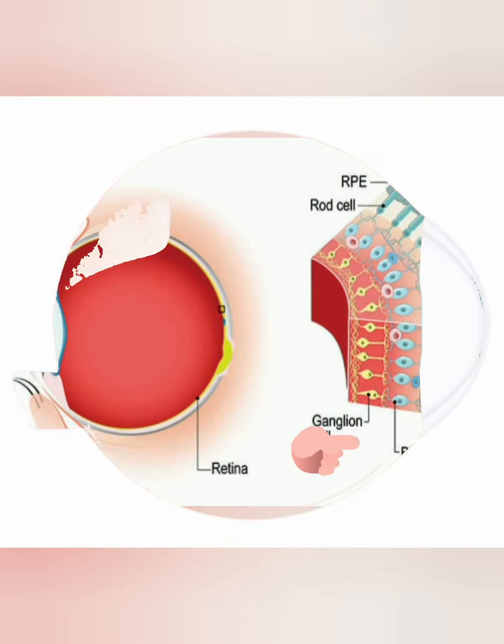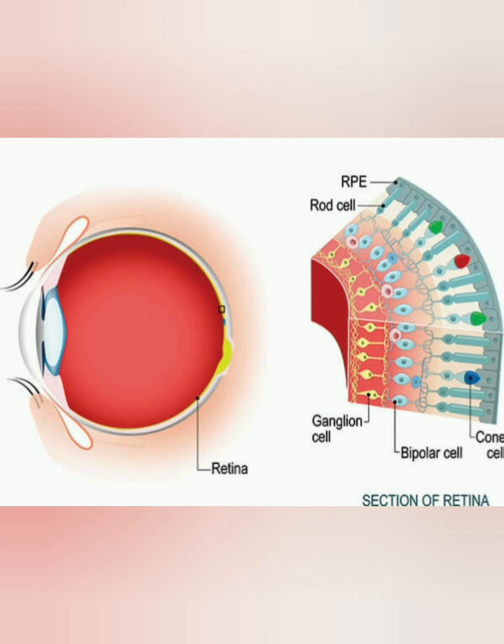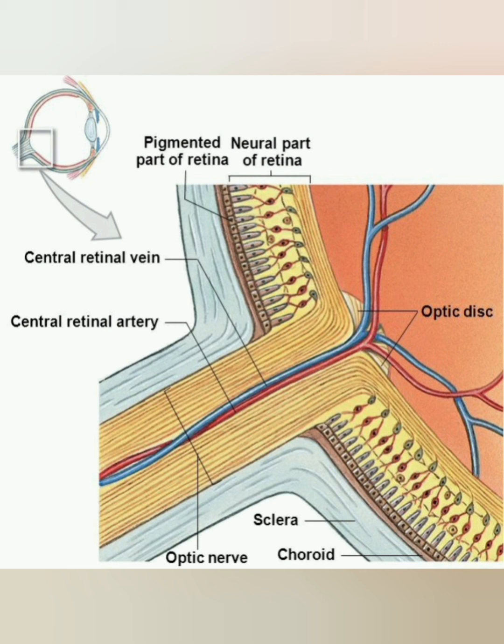Now we'll discuss the most important part of the eyeball. This is the inner layer. Only this layer can convert electromagnetic energy into electrochemical signals. This is the retina. So basically the retina has two portions. One is a highly pigmented layer and another is the neural layer. Now here you should know that rods and cones are not present in the pigmented layer. They are actually present in the neural layer, right?